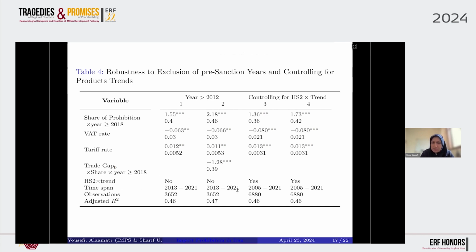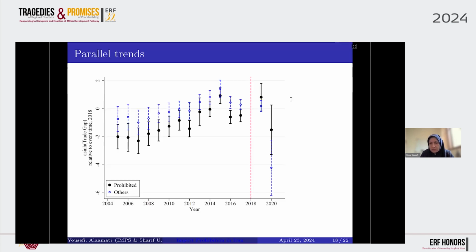Here are some robustness checks, controlling for a specific product trend and so on. I'm not going to spend time on that. And here is an event study schematic for checking the parallel trends. As you can see, the two groups of treatment and control are behaving similarly to each other before the prohibition policy is enforced. But after that, the behaviors are different from each other.